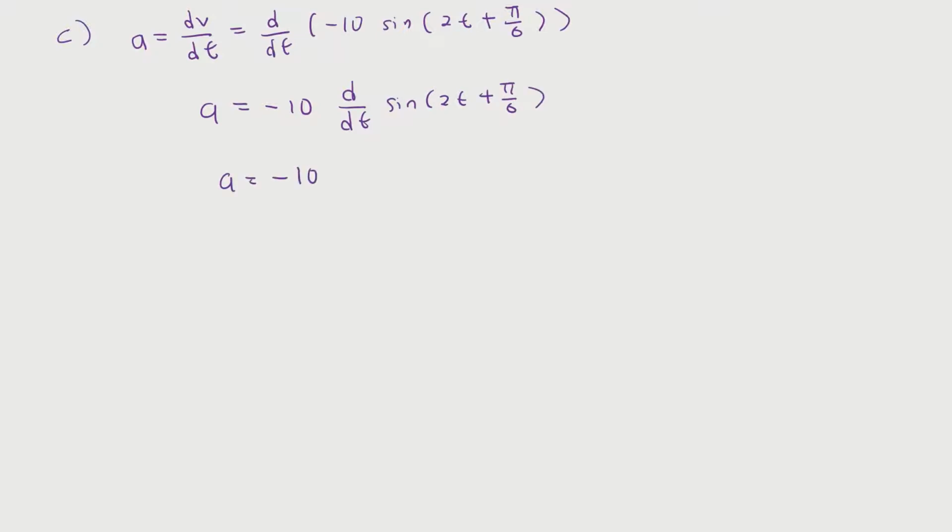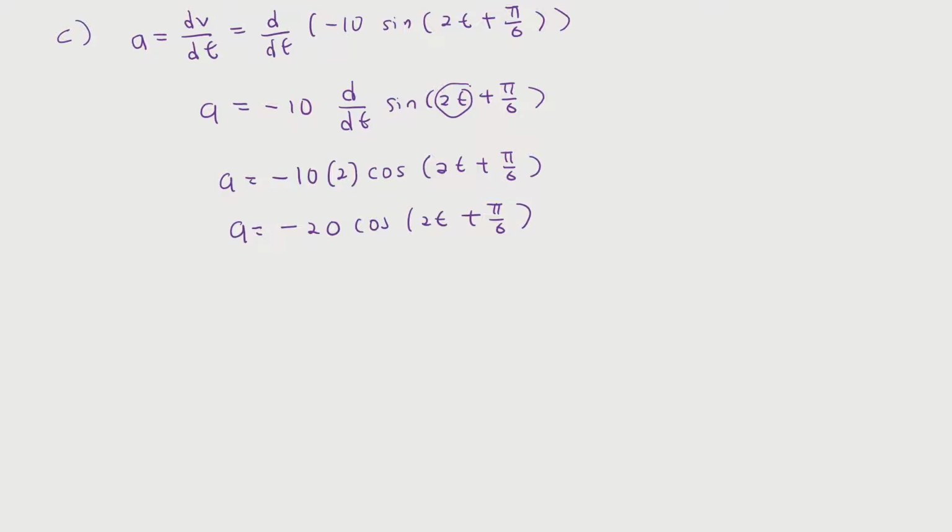Okay, when you differentiate sine, what will you get? Yes, you will get cos. So, salin balik, differentiate sine akan dapat cos. So, cos(2t + pi/6). Nampak tak? Ini kan 2t. So, you need to differentiate 2t as well. So, differentiate 2t, kita akan dapat 2. Letak ke hadapan. So, you will get negative 20 cos(2t + pi/6).